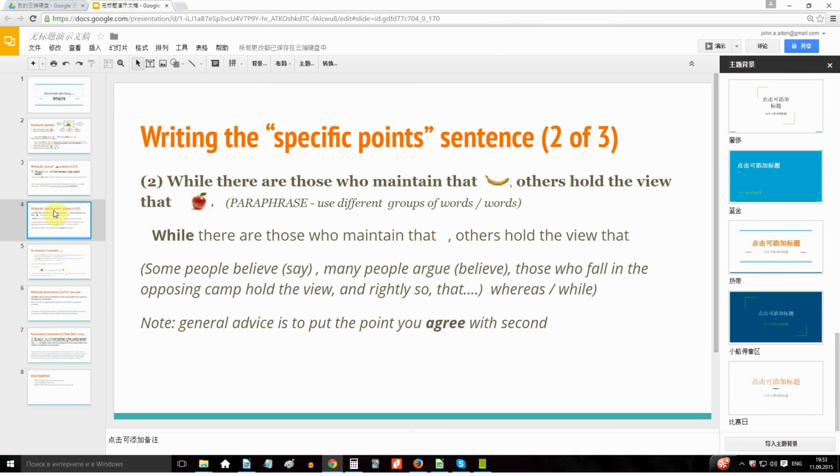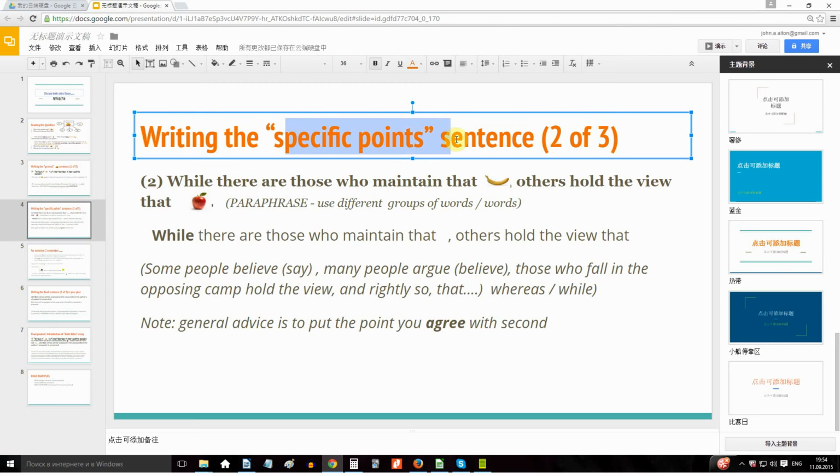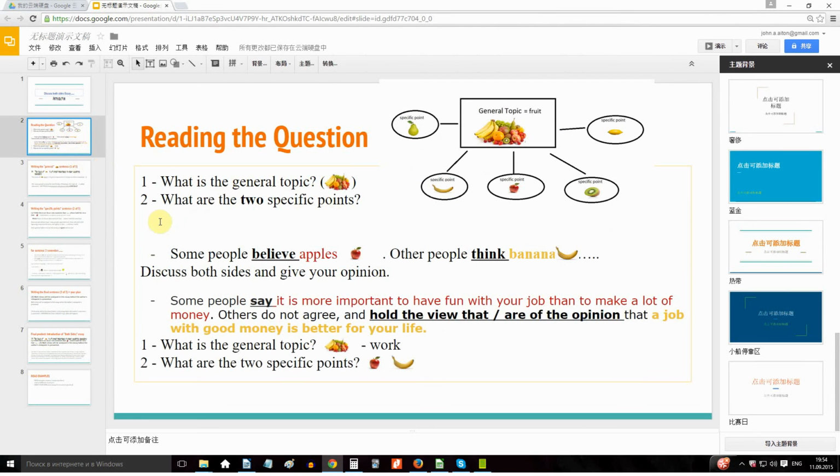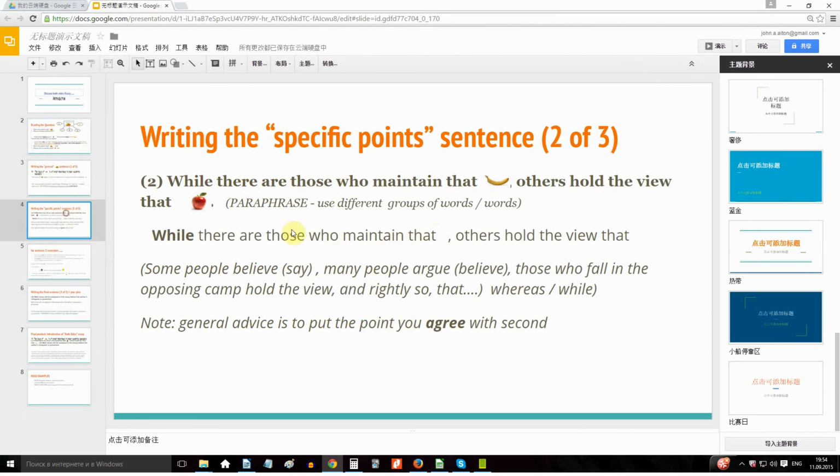Okay, sentence number 2 in this video, maybe it's different in a different structure, we'll be writing about these specific points. So, here is one example of how you can do this. While there are those who maintain that, that's the same as say that. Others hold the view that, that's the same as think that or say that. Okay, let's use it for our specific topic. While there are those who maintain that, have fun and make a lot of money.